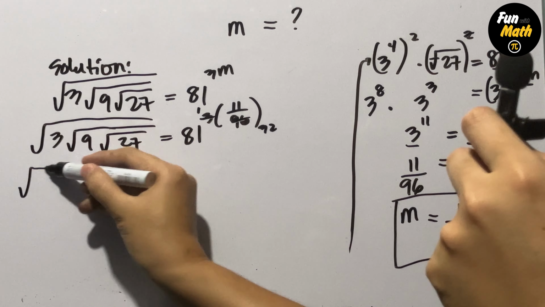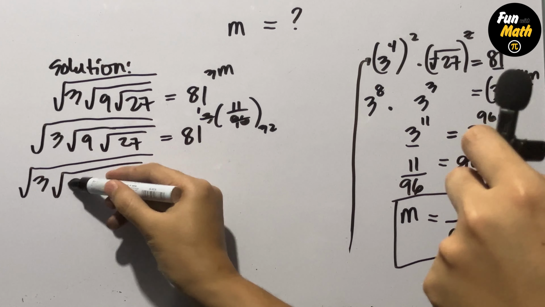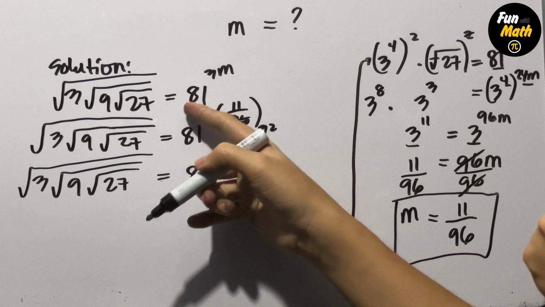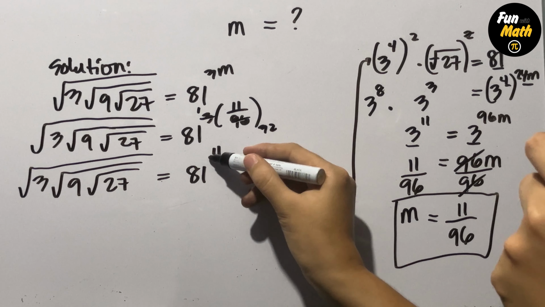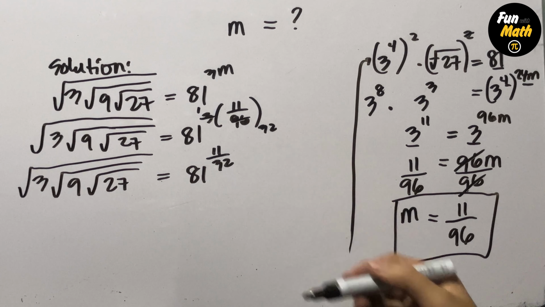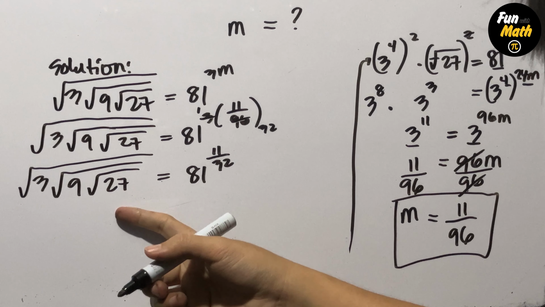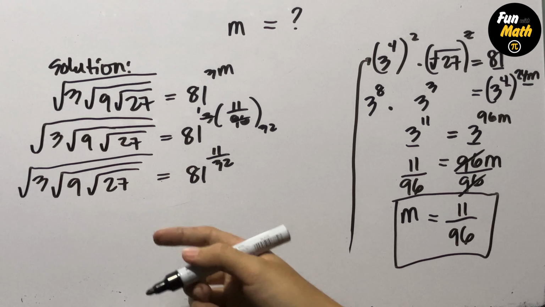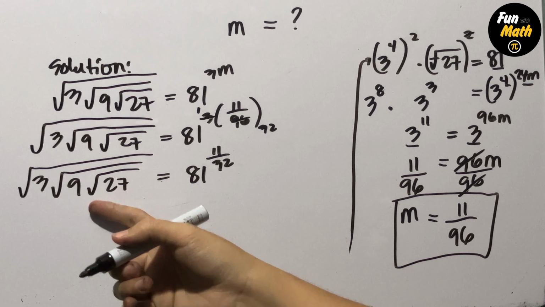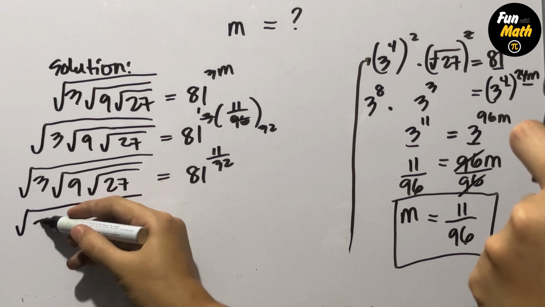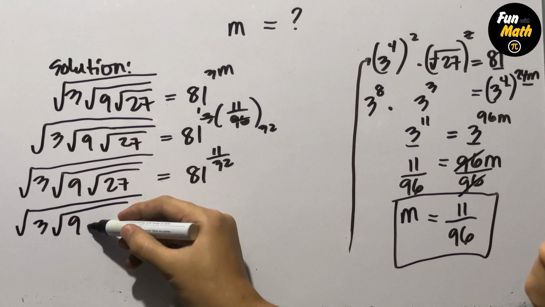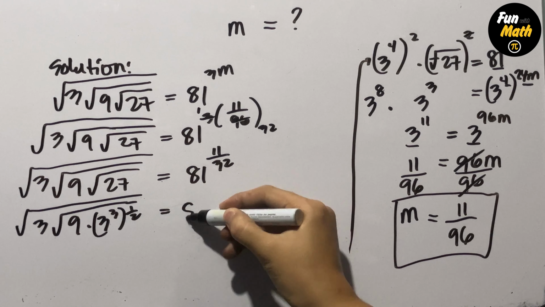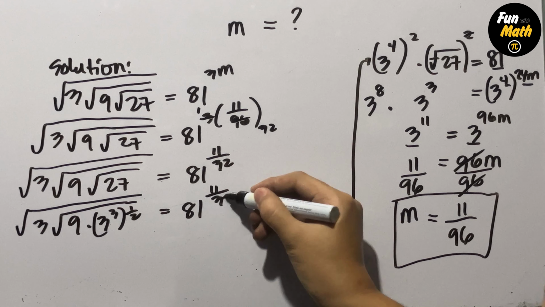So now this is square root of 3 under root of 9 under root of 27 is equal to 81 to the power of 1 times 11, that is 11, over 32. Now, for square root of 27, we can write it as 3 cubed to the power of 1 half. We know that square root is equivalent to the power of 1 half. So square root of 3 under root of 9 times 3 cubed whole to the power of 1 half equals 81 to the power of 11 over 32.